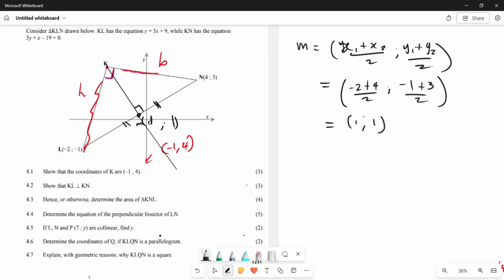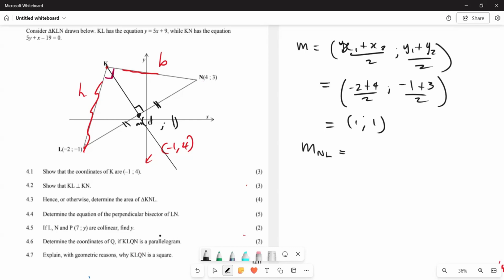So what is it that we are going to need after that? We need the gradient of that line so that we can find the equation of that line. Already we have the point. How can you find the gradient? Since this is perpendicular, firstly find the gradient of NL. Then, since when you multiply both gradients the result is -1, you can get the gradient of the line that is the perpendicular bisector.